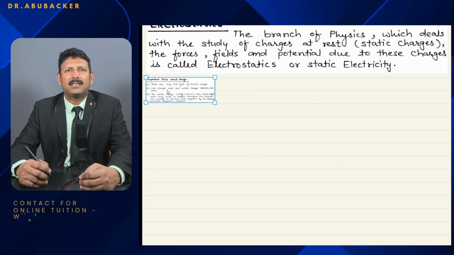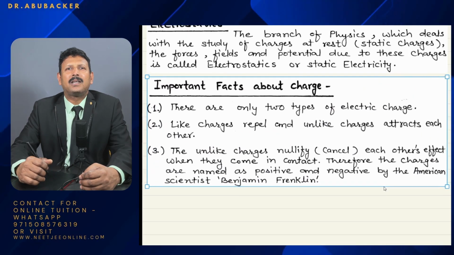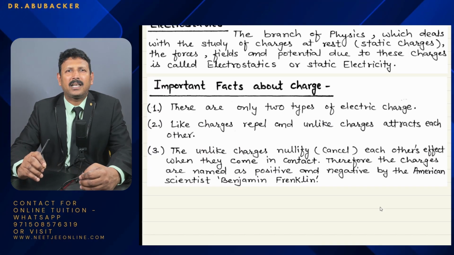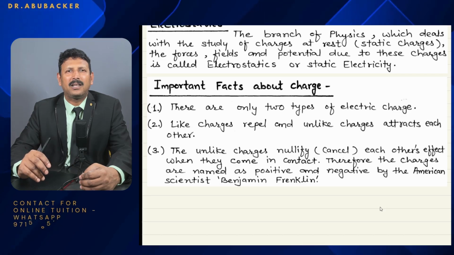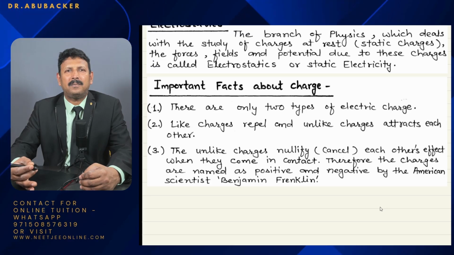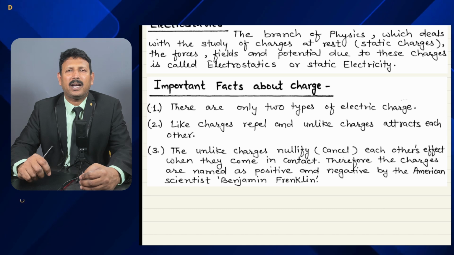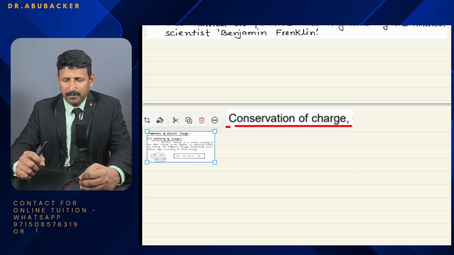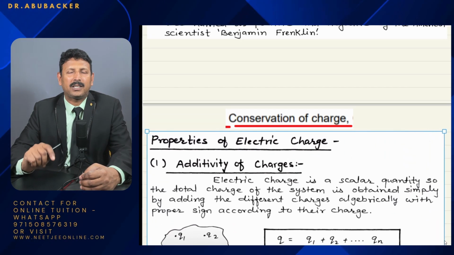Just have a look into the text. See, some important facts you want to know about the charge. First thing is, there are only two types of electric charge. You know it, positive and negative. Like charges repel and unlike charges attract each other. These two are more than enough to remember. Like a magnet, like charges repel each other and opposite charges attract each other.